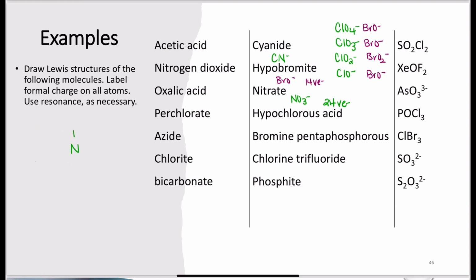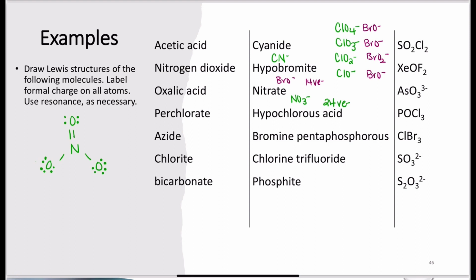Nitrogen's going to go to the center, connect to your oxygens. Give all of your outer atoms their octet. Check to see if your central atom has its octet. It does not have an octet. So one of these oxygens needs to share and donate a pair of electrons. Now nitrogen has its octet.